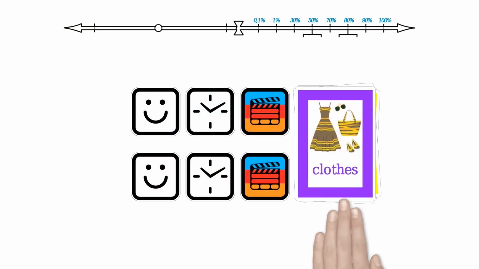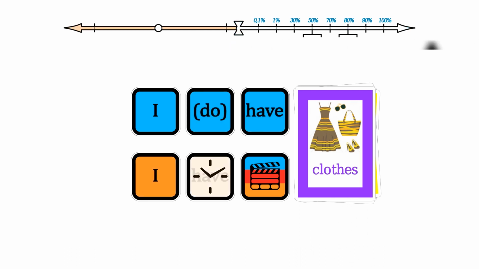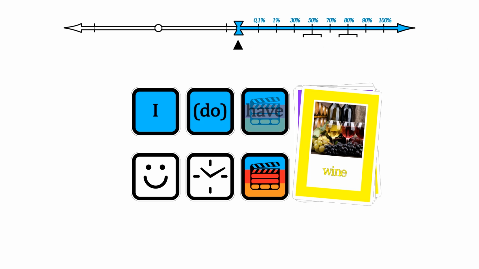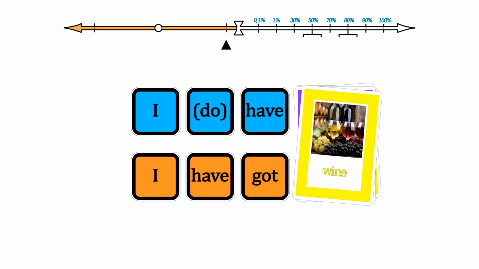With clothes now, I have clothes or I have got clothes. And the last example, but not least, I have wine or I have got wine. But remember, you always need the auxiliary to make these two sentences negative, and the auxiliary is different. Don't, the auxiliary do in the first case, and the auxiliary have in the second sentence.